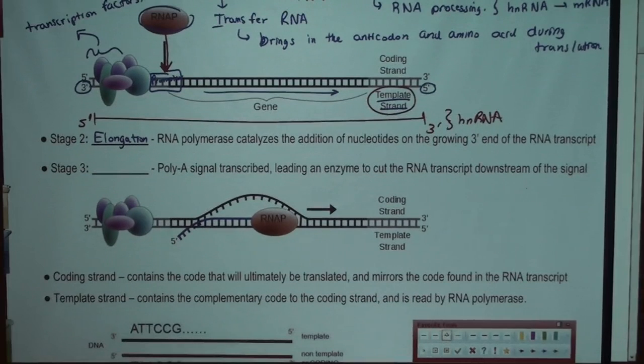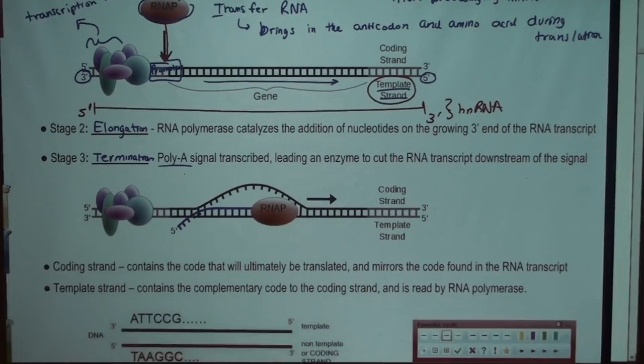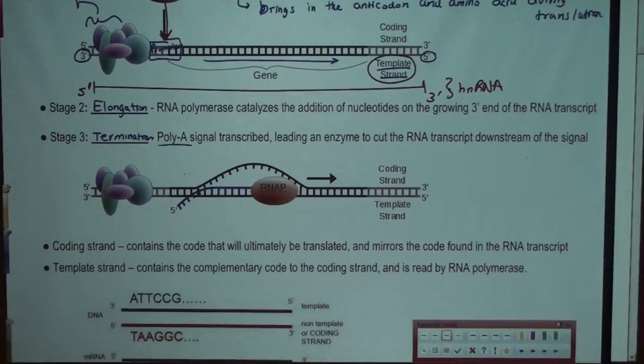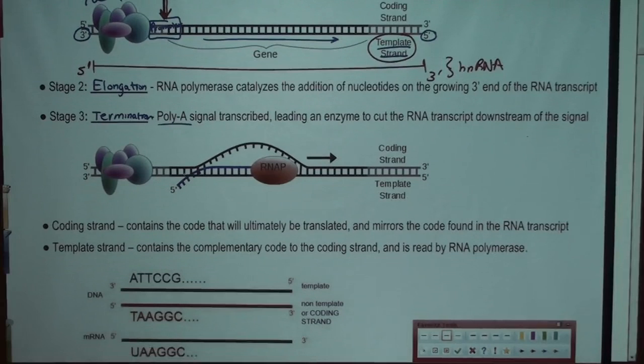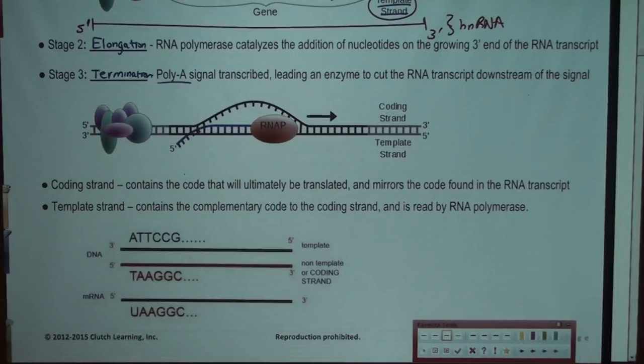And then finally, the last step is termination. So in that one, we put a poly A tail on that, and then when we're doing processing, we'll put a 5' cap later. So remember, we have the coding strand, which is not transcribed, and then we have the template strand, which is transcribed.